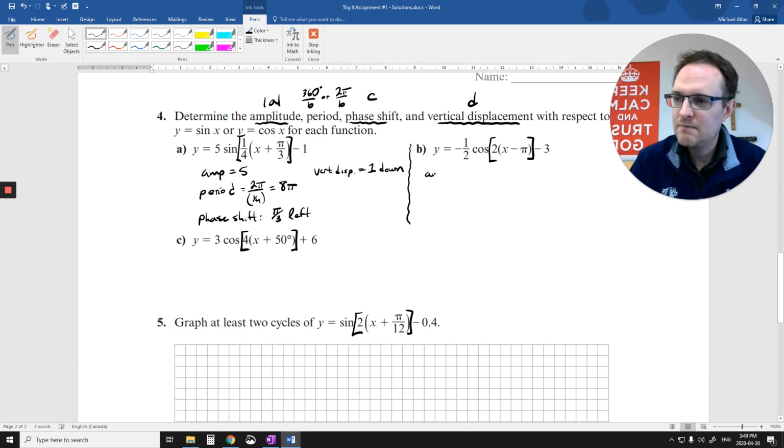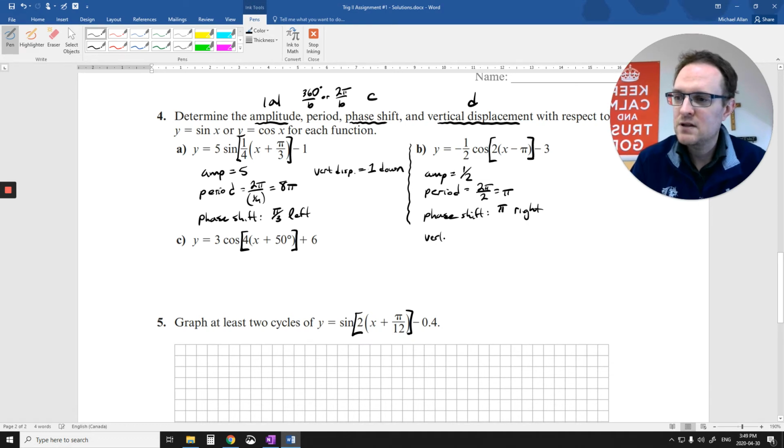Okay, so this one's going to be pretty much the same procedure. It's pi, so I'm going to use 2 pi for my period calculation. My amplitude is just +0.5. My period is 2 pi divided by my B value, 2. So it's pi. My phase shift is pi units, which is pi rad, sorry, to the right.